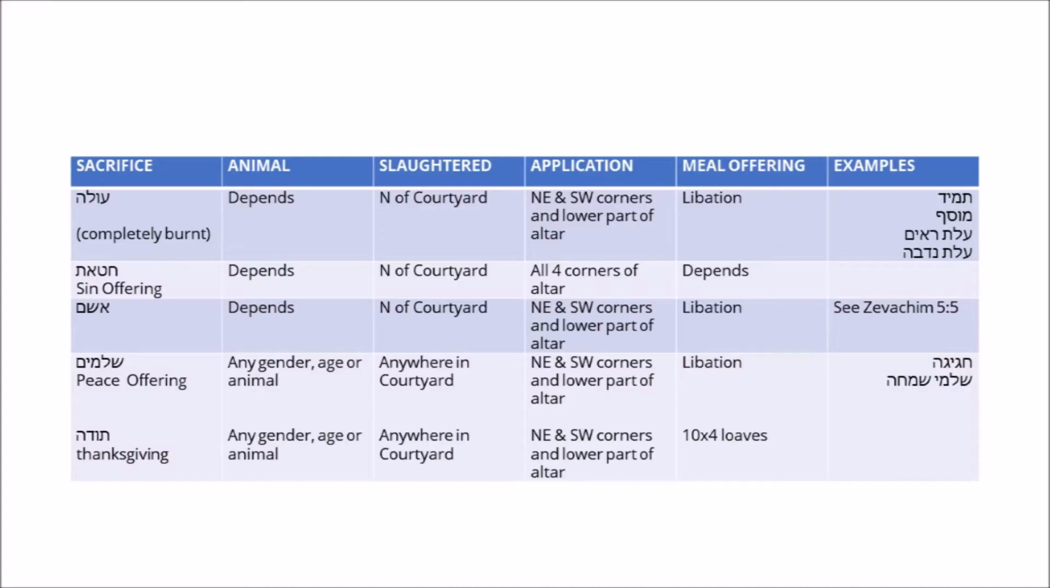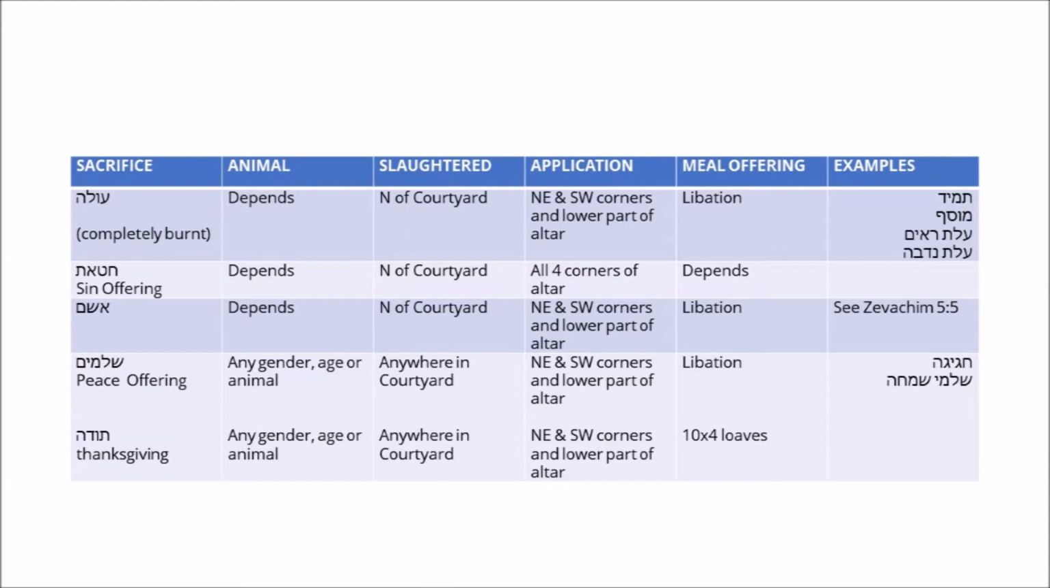Broadly speaking, there are 4 different types of offerings that can be brought. Each one has many subcategories, and if you look at a decent chumash like the Art Scroll Chumoshim, it'll give all the different types and all the different circumstances under which these offerings are brought. But let's stick to these broad categories.